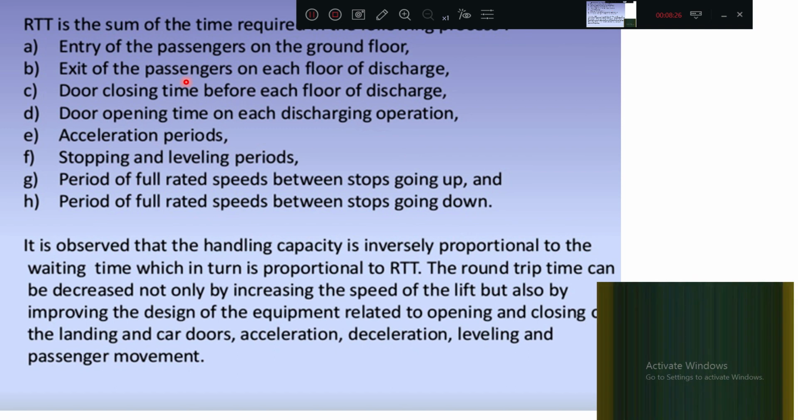So RTT, finally, is the time required for all these operations. So the handling capacity is inversely proportional to T, and T is directly proportional to RTT. So how can RTT be reduced? By increasing the speed as well as by arrangement of these conditions.